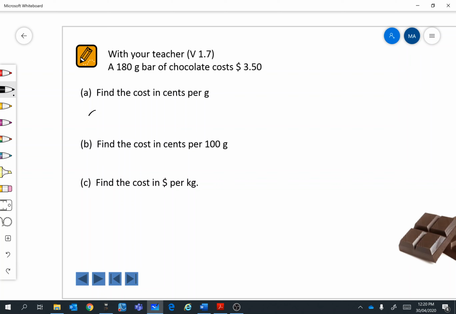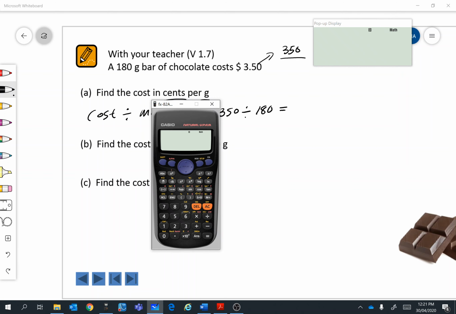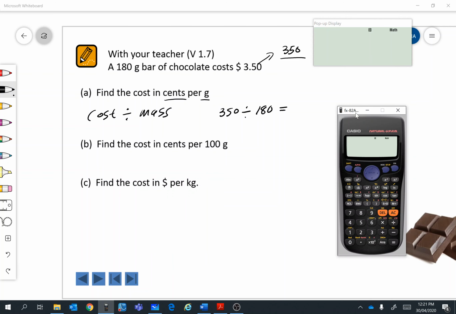So what we essentially do is we have cost divided by mass, right? Now, in this case, we're asked for cents per gram. So we need to convert this cost, $3.50, into the equivalent amount in cents. So $3.50 is 350 cents. So now we can do cost in cents divided by the mass, which is already in grams, so we don't need to convert that, and that gives us 180. So let's do the division. So we've got 350 divided by 180, and this chocolate bar costs 1.94 cents per gram, just rounding off.